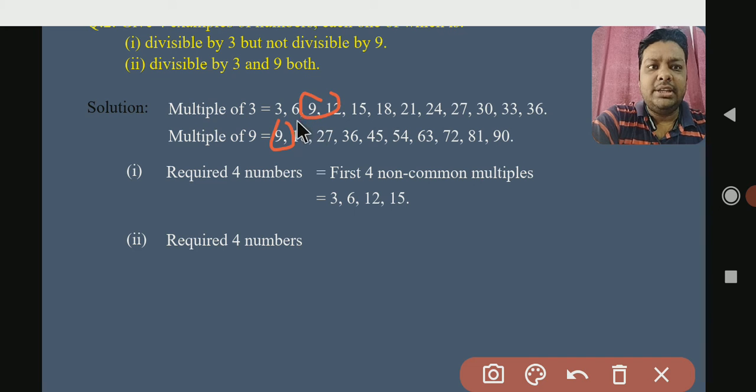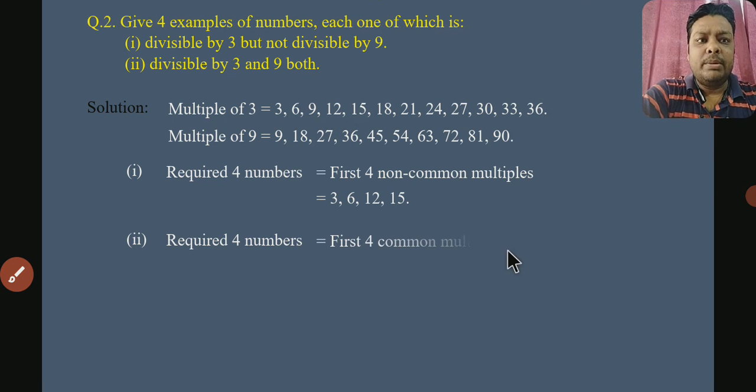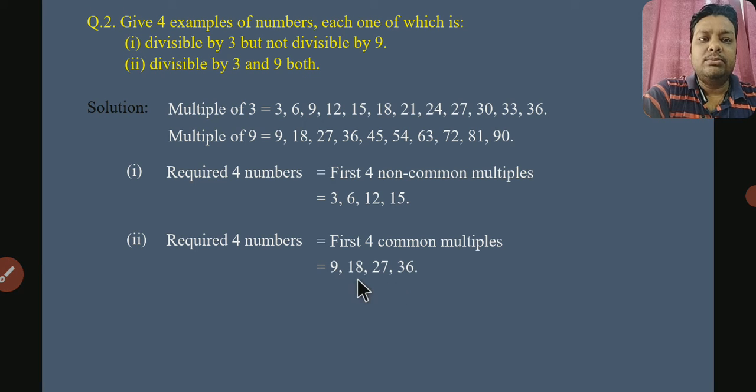After that, 18 is common in both cases. Then 27 is common, and the next one, 36, is common. Okay, so the first 4 common multiples are 9, 18, 27 and 36. All 4 numbers are divisible by 9 and also divisible by 3. So I hope that you all have understood.